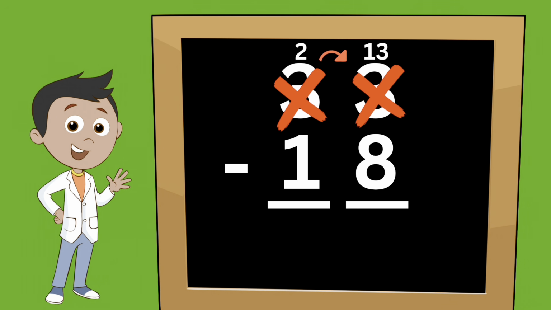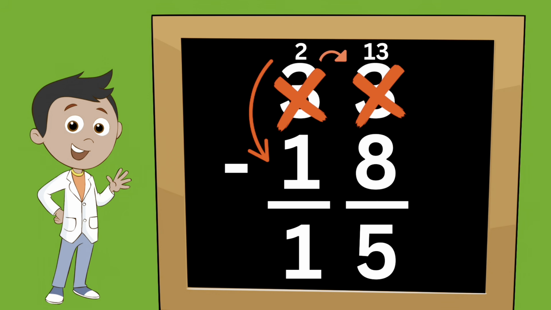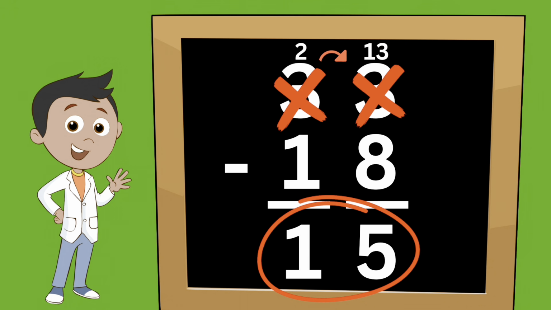Now we can subtract our ones column. 13 minus 8 is 5. Then we move over to our tens column, and 2 minus 1 equals 1. 33 minus 18 equals 15. Let's try another one.